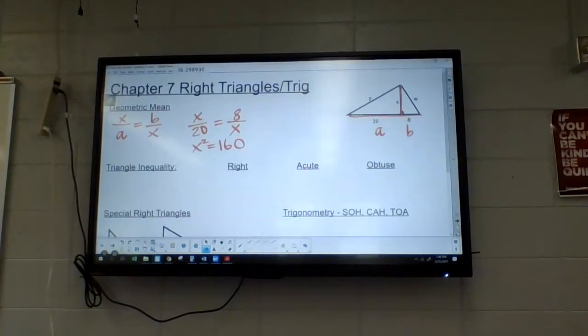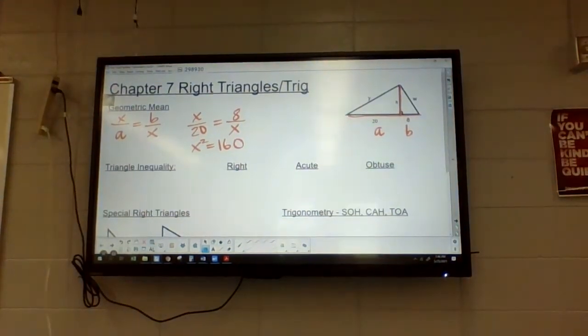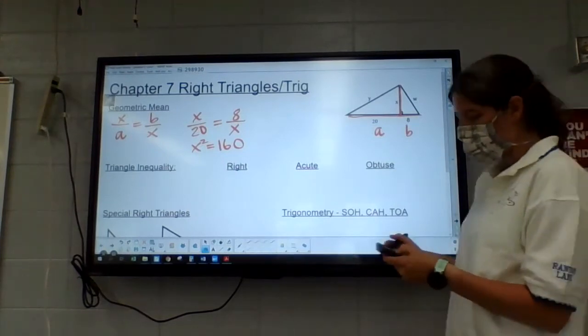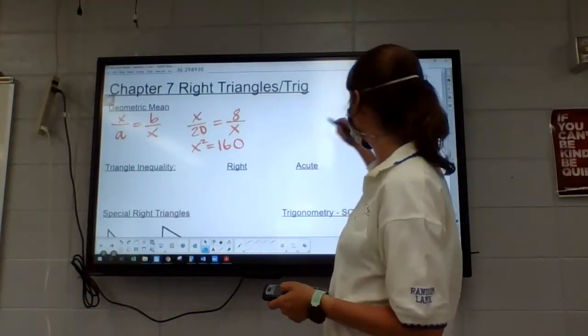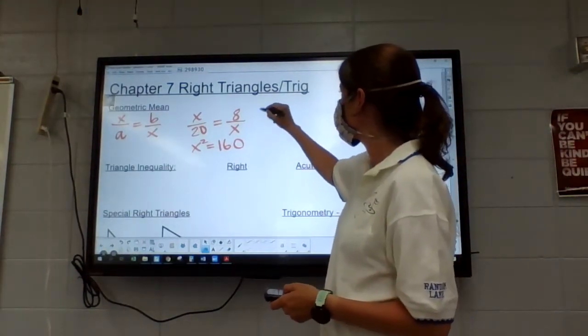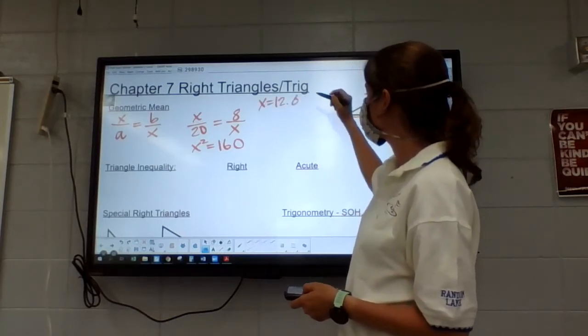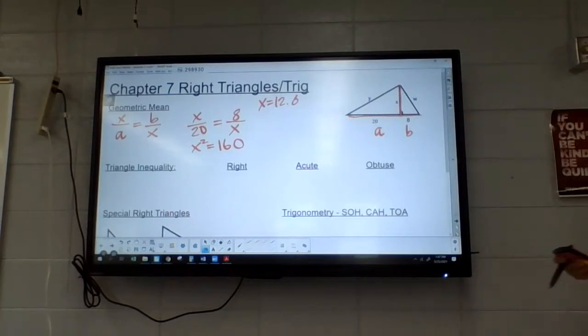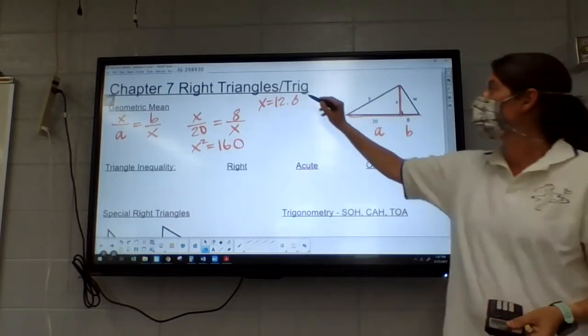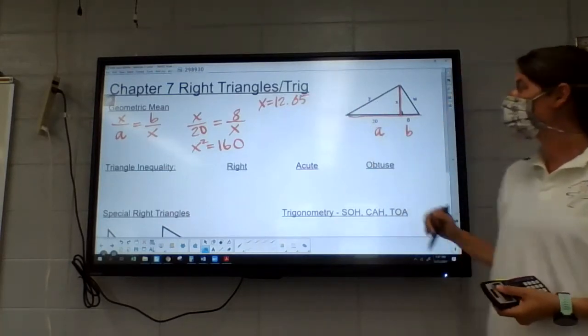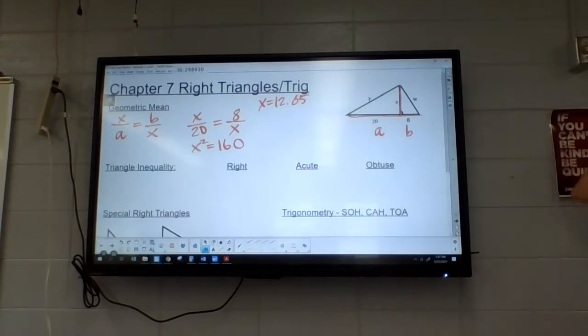Now you can leave this in decimal form or simplest radical form. Get about 12.65 for that. Now, once I know what x is, I can find w and y using Pythagorean theorem.